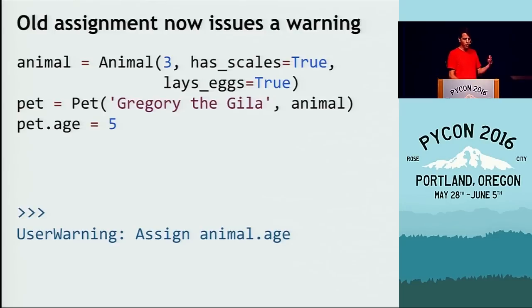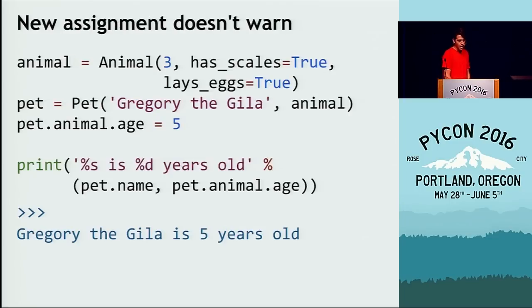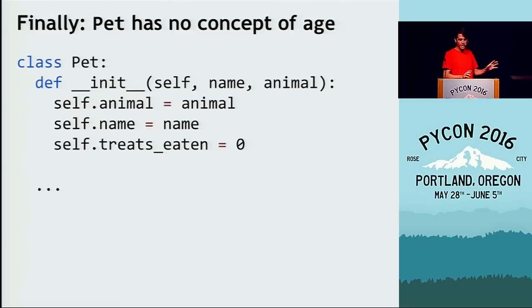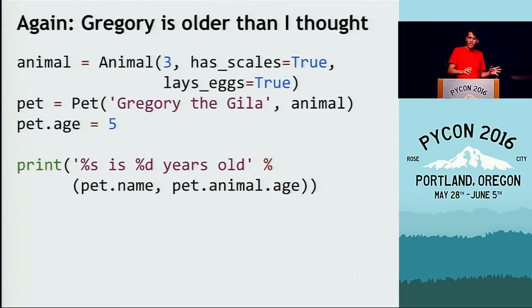And so now this code would work as advertised, as you'd expect, based on the old style, but it would issue a warning when you do that, so you know you need to migrate it. And then if you do it the right way, then you don't get a warning. So finally, you have this animal class, age is in the right place. You have a pet class, has no concept of age. Everything's going great. Again, Gregory's older than you thought.